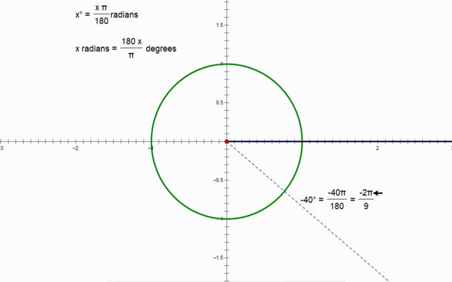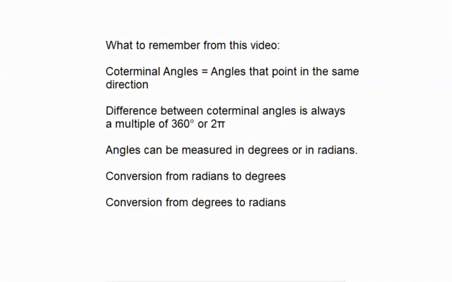Okay? So, what do I hope you have gotten out of this video? Well, I hope that you're going to remember what a coterminal angle is. I hope you're going to remember that the difference between coterminal angles is always a multiple of 360, or if you're measuring in radians, that would be a multiple of 2 pi, because that's one trip around the circle. I hope you remember that angles can be measured in degrees or also in radians, and I hope you remember how to convert from radians to degrees or to convert from degrees to radians, and that's what we're supposed to get out of this video.